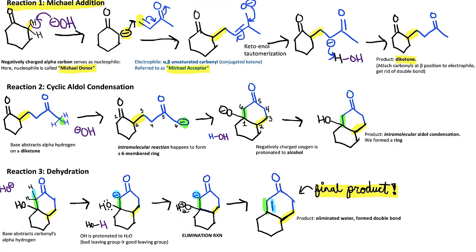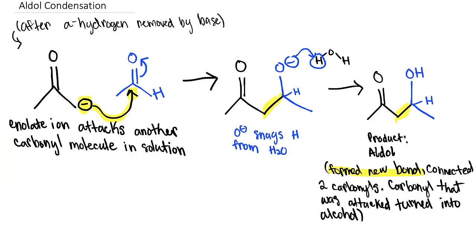So our product from Michael addition, our diketone, can now go on to react in our second reaction, which is cyclic aldol condensation. Let's first go over what aldol condensation in general is, though. So we want to keep in mind that the first thing that we have to do with any reaction in this chapter is add a base in order to abstract an alpha hydrogen.